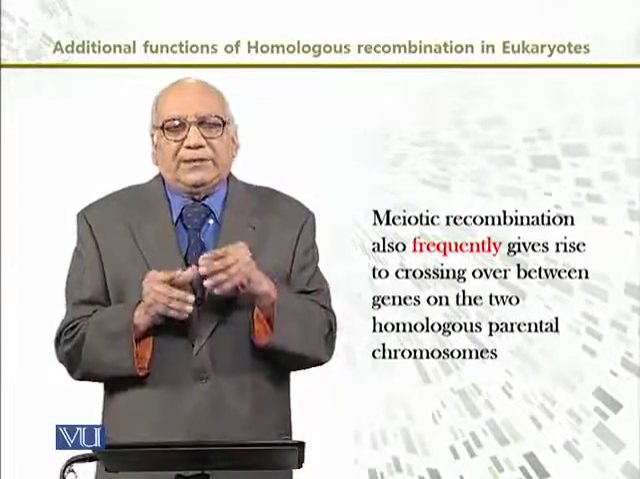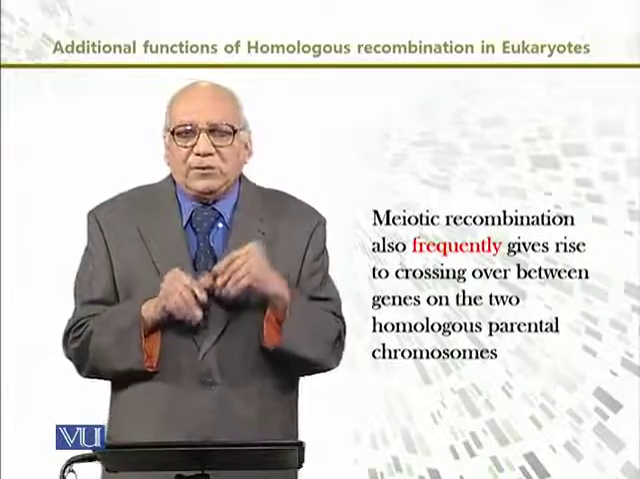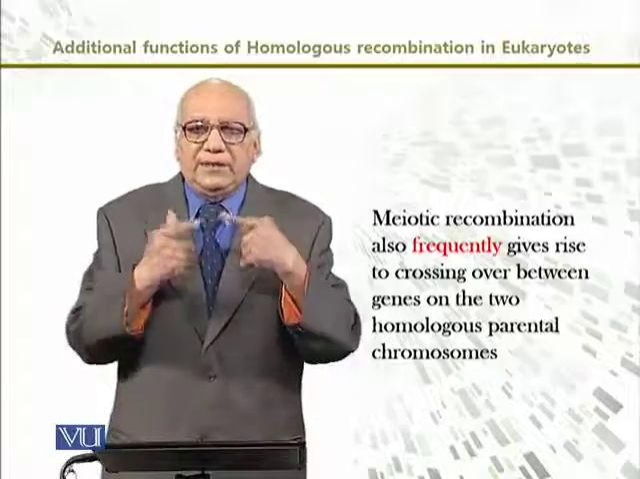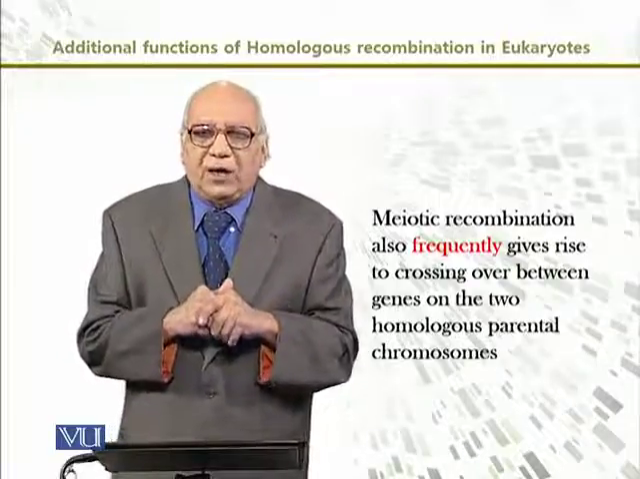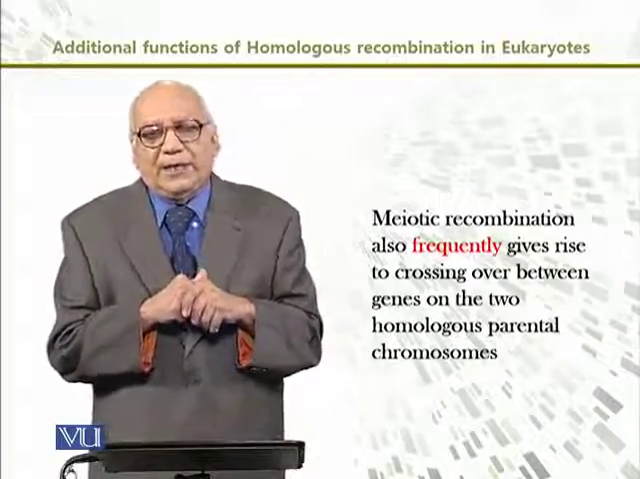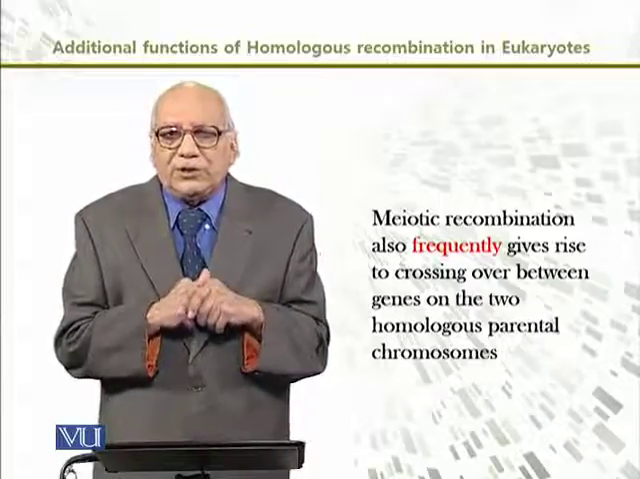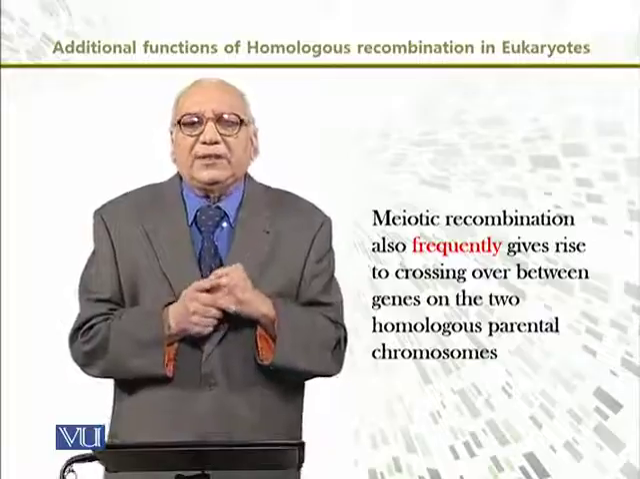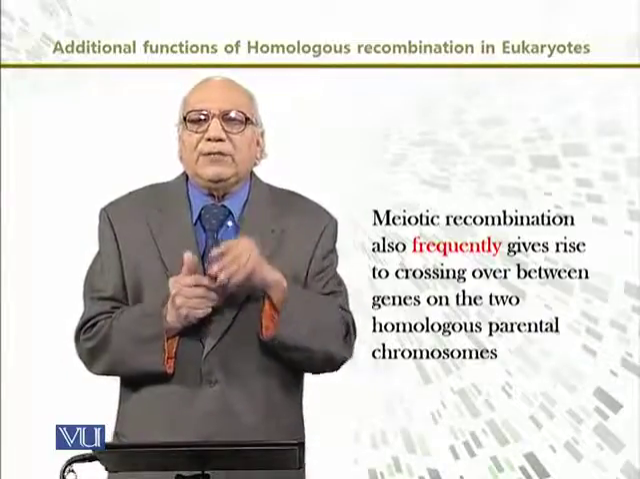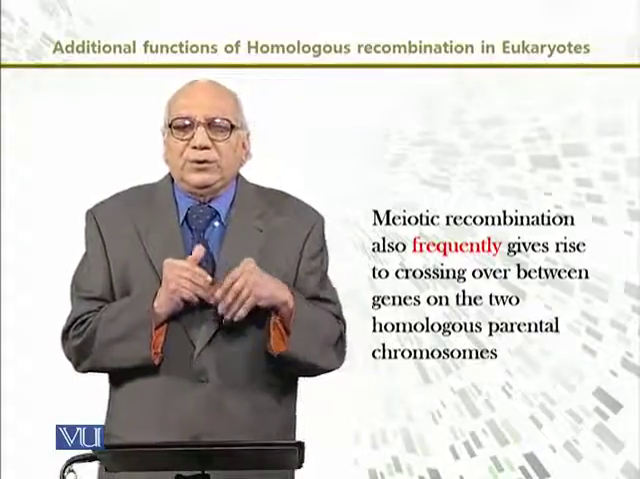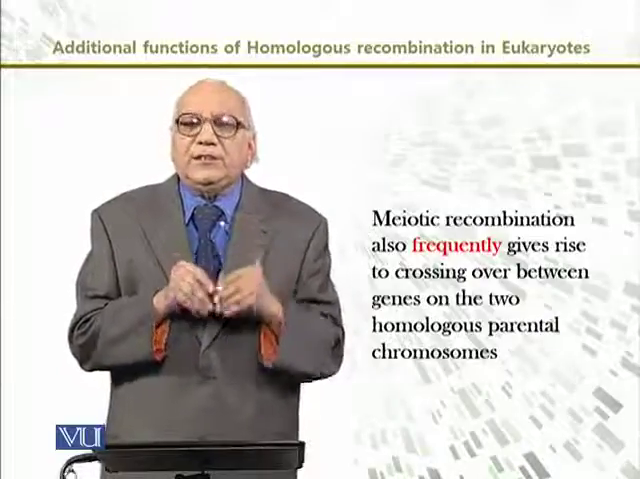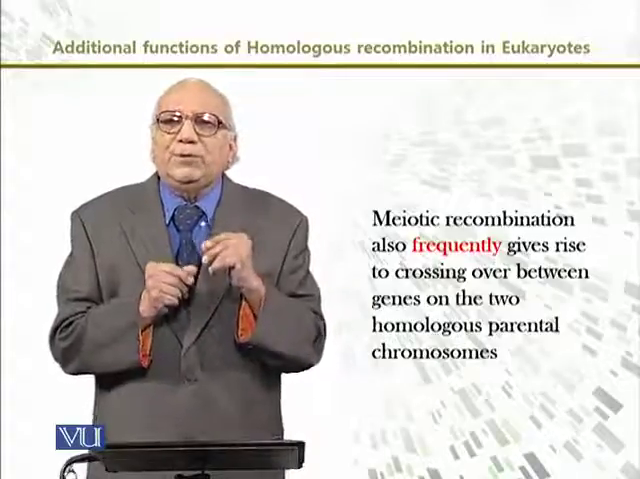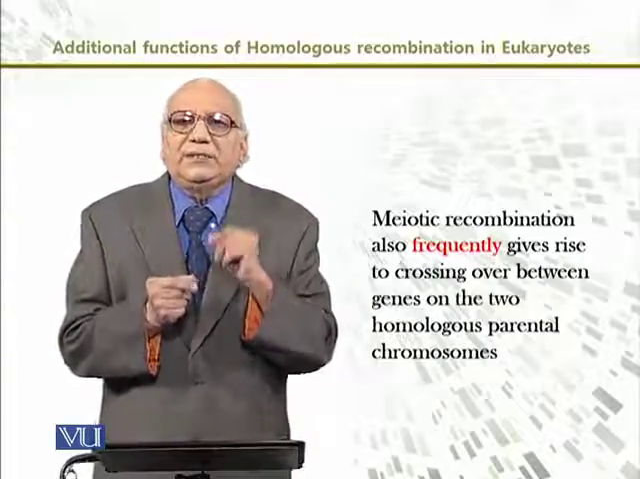Meiotic recombination also frequently gives rise to crossing over between genes on the two homologous parental chromosomes. So this is the basic end result of meiotic recombination, that it frequently gives rise to crossing over between genes on the two homologous parental chromosomes before the meiotic division occurs.